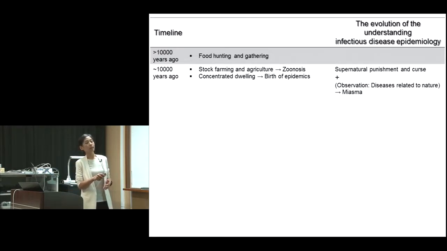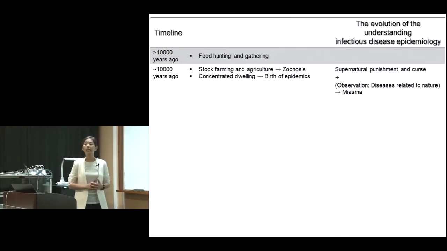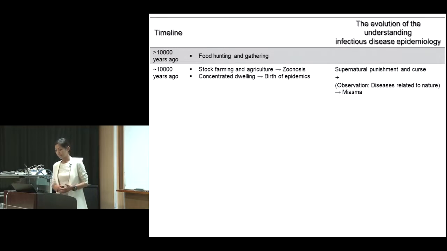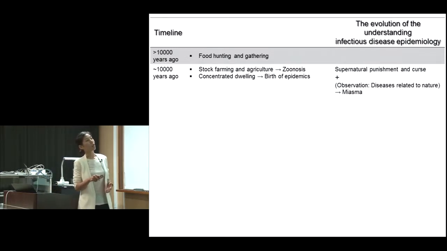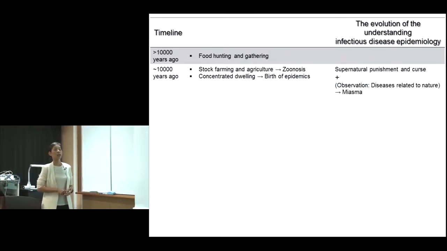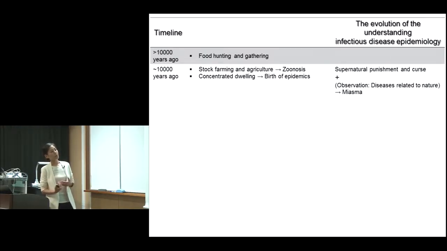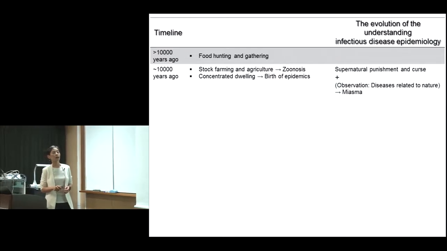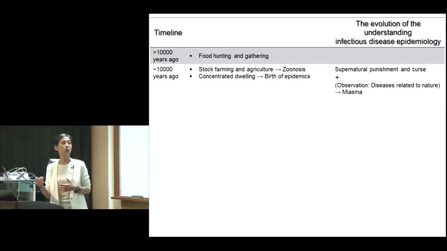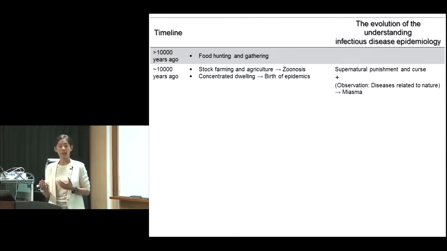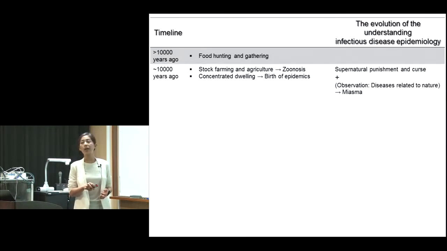Also, with the concentrated dwelling and increase in population with poor living conditions, this gave birth to the propagation of epidemics. Also, to talk about the evolution of the understanding of infectious disease during that time, diseases were believed to have been the result of supernatural punishment and curses from gods or angry spirits. And a few years later, Hippocrates proposed the relationship of diseases to nature. He was the first to propose the observation of the imbalance between man and environment. Also, this influential theory gave rise to the miasma theory.